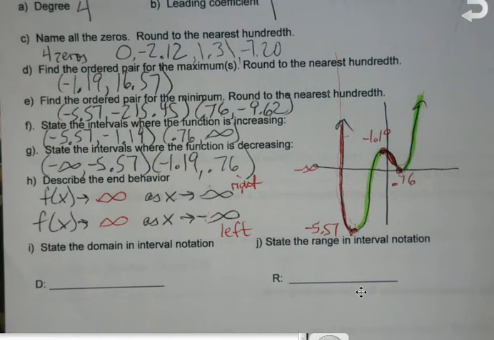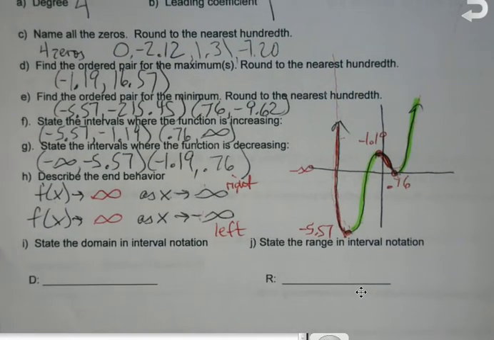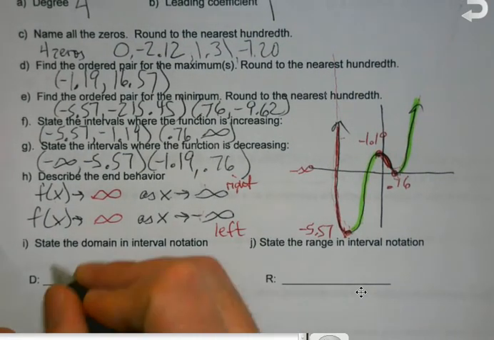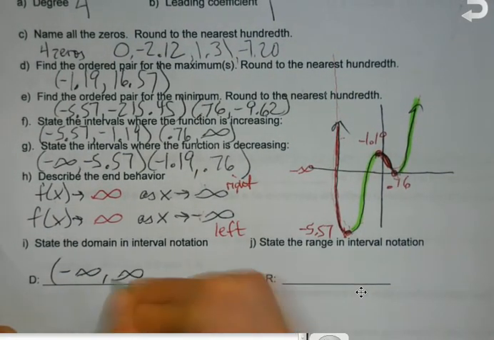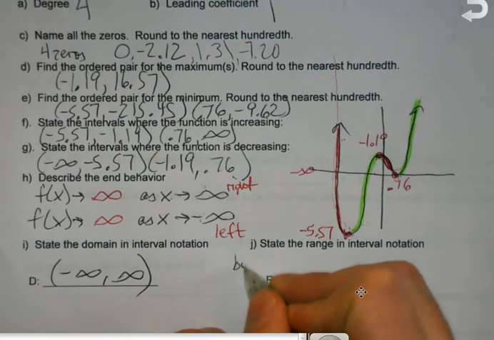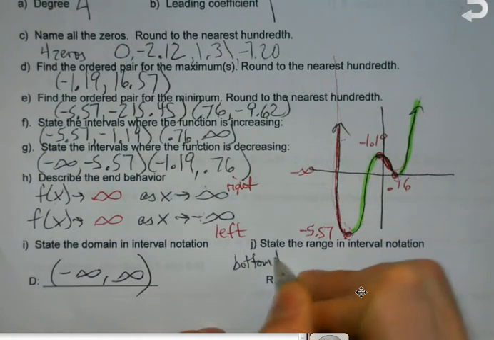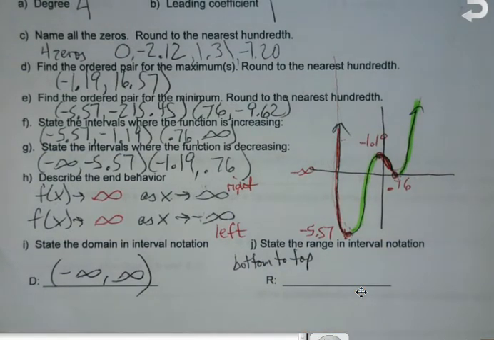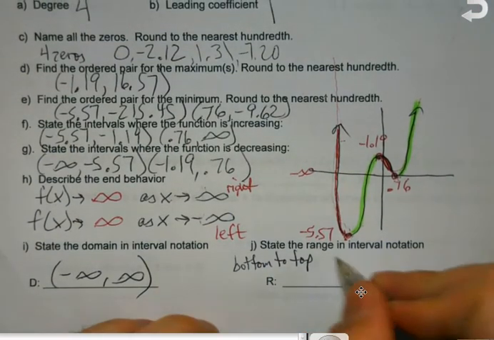And then hopefully the easiest question on the test. State the domain. This never changes. All reals would work too. Negative infinity to infinity. The only one that can change is range. Range we do bottom to top. Where is the least value of y?